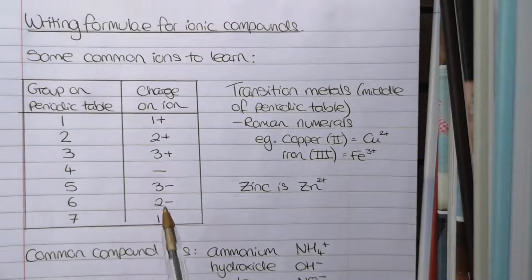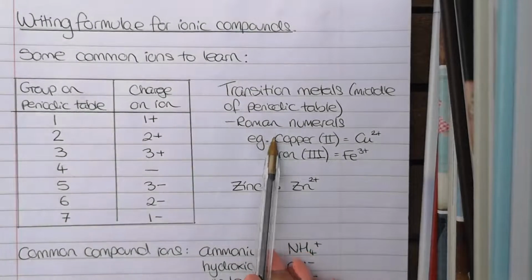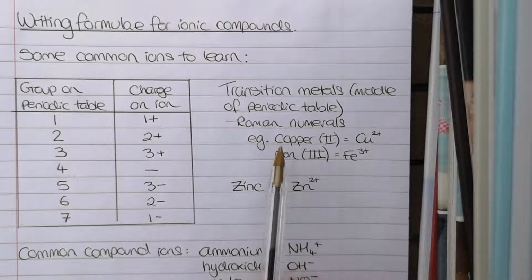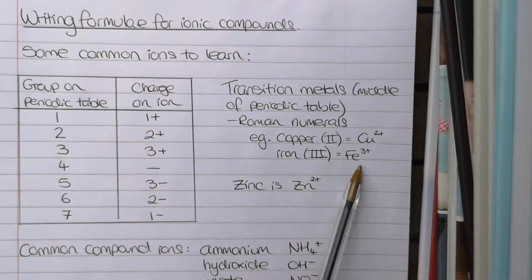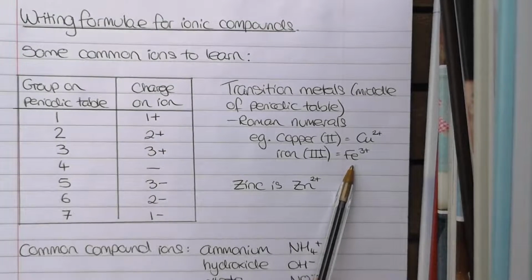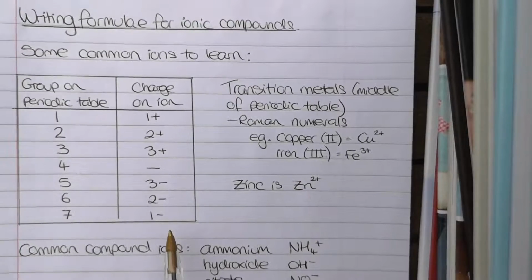The transition metals, they're the ones in the middle of the periodic table, will be given to you with Roman numerals because they can change what kind of ions they form depending on what's happening. So copper(II) is Cu2+, iron(III) is Fe3+, iron(II) would be Fe2+, and so on. Zinc is Zn2+, worth learning as it comes up quite a lot.